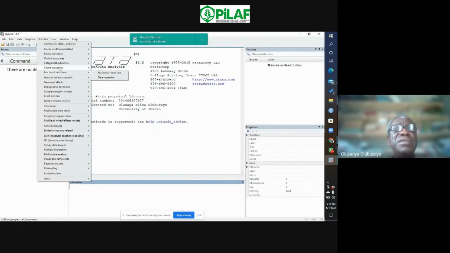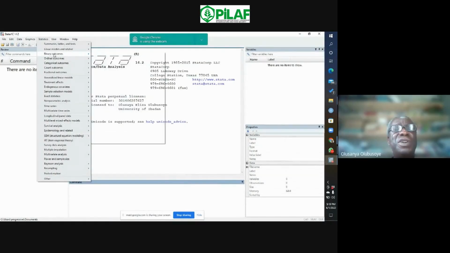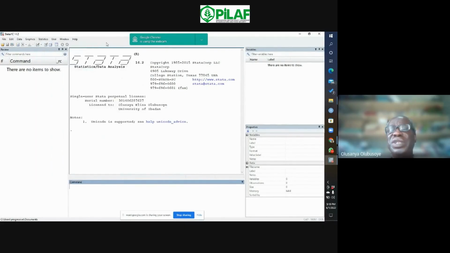So in this region, you must know the kind of dependent variable that is suitable for the model that you want to choose. In future, you might go beyond binary, but for today, we will be looking at the binary. So in the binary, you have a number of other things: logistic regression, reporting odds ratio. Maybe those are the two we will be able to talk about in our presentation today.